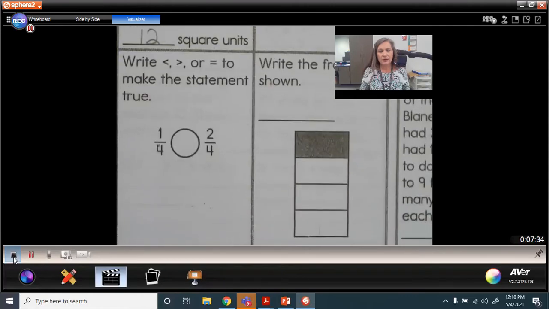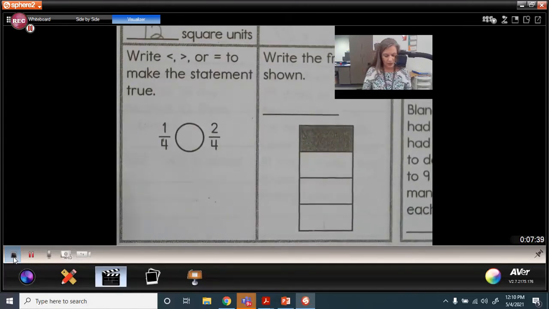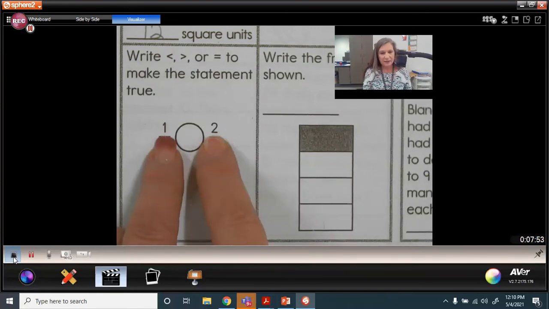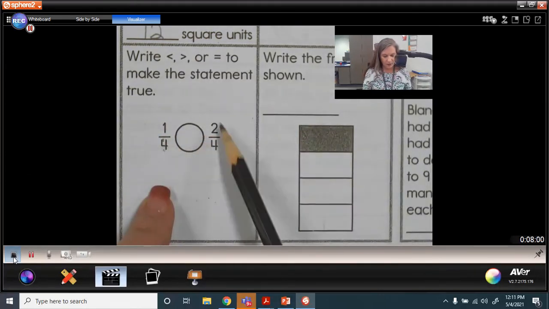All right, now let's take a look at these two fractions that they're comparing. We see that both of these are fourths. So since both of these are fourths, this tells me that I'm comparing the same denominator, but the number of pieces that I'm comparing are not the same. So think about, I've got 1/4 compared to 2 of the fourths.